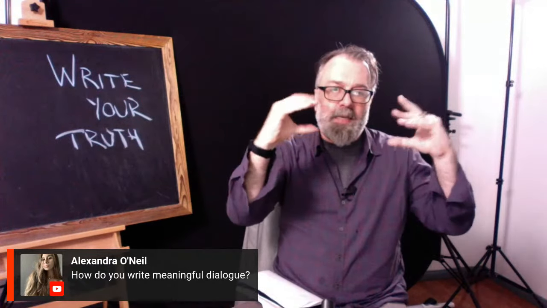And also in rewrites, just pare down the dialogue. Early drafts, make that dialogue section like this. And then if you can get that dialogue down to one line and convey everything you had in that paragraph, that's when it's really tight.